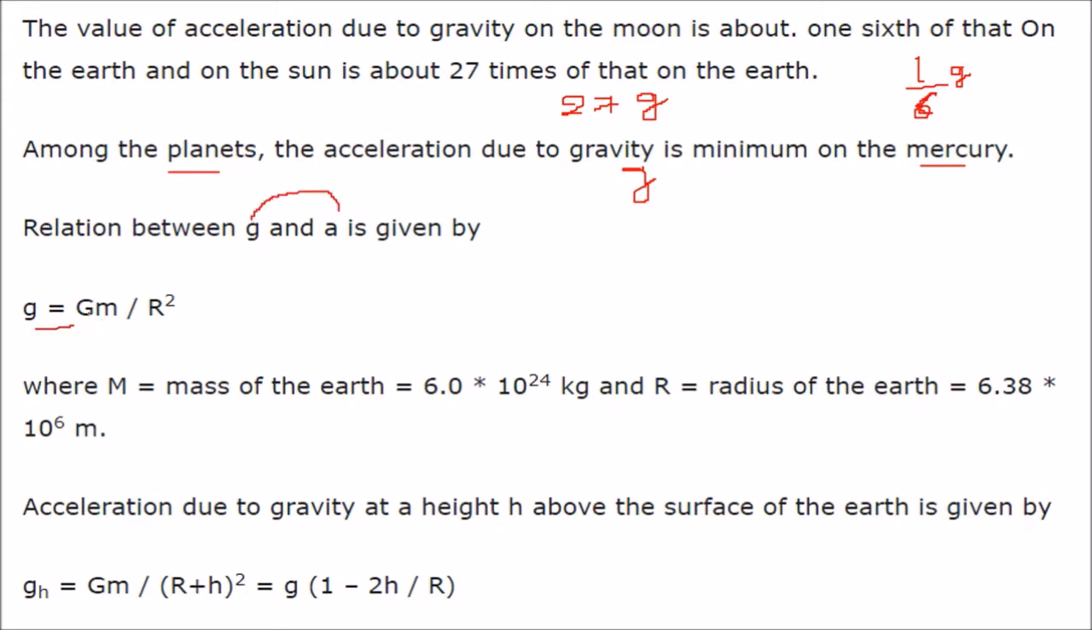g is given by GM by R square, and this M is the mass of the earth, which is 6 into 10 to the power 24 kg. This R is the radius of the earth. Generally, we take it as 6400 km, and the value can be taken as 6.38 into 10 to the power 6 meter. The acceleration due to gravity at a certain height h from the surface of the earth is given by gh, g into M by (R plus h) square. One more expression is there: g into (1 minus 2h by R).